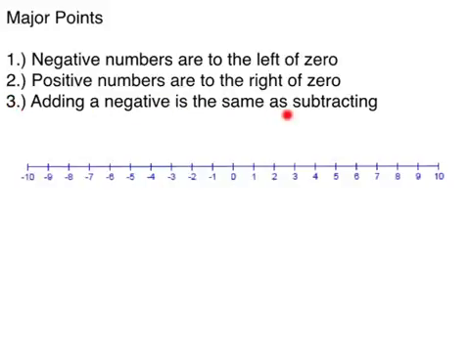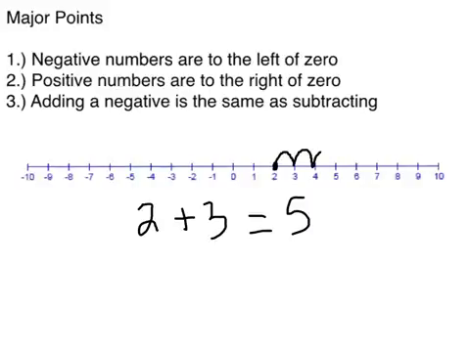Adding a negative is the same as subtracting. And I want to show you what this means. Every time that I add, let's say I had 2 plus 3, every time I add, I'm always going to the right. Obviously, I have 2. If I add 3, that's going to end up with 5, right? But if I add a negative, that's actually the same thing as subtracting.